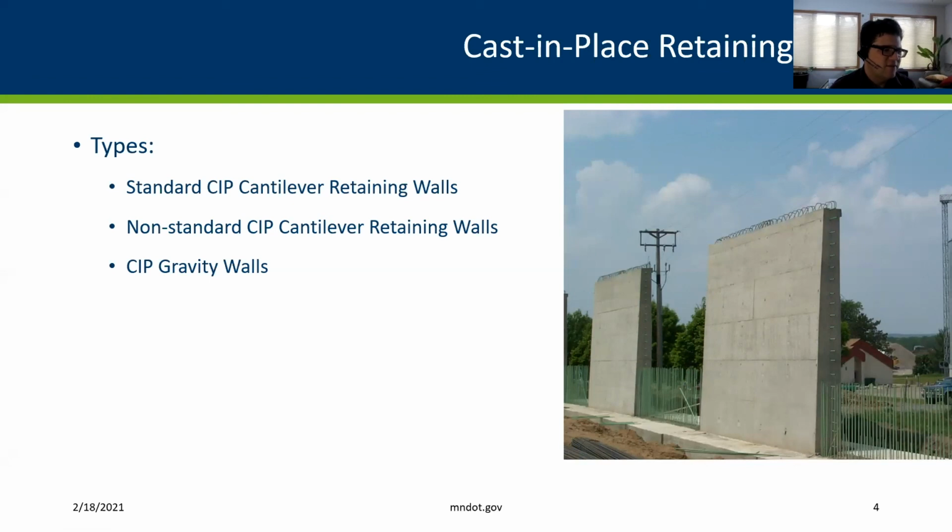And then we don't see them very often, but you can have what's called a cast in place gravity wall, which is just a mass. But they all sort of function the same way. So as we go through this, the principles of the wall will be similar. And these walls are built much like our bridges, though the plans may be slightly different. The submittals for the project and the construction expectations are very similar to what we would see for a bridge structure.